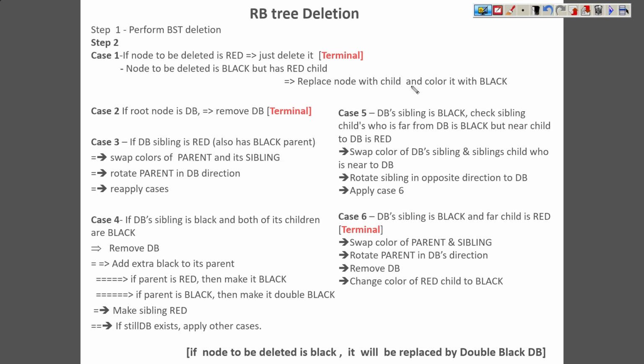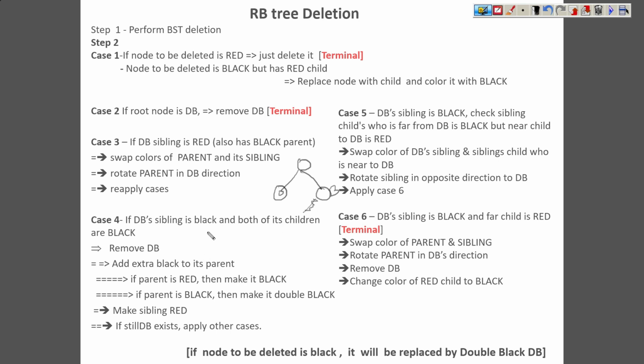Okay, so now look at case number 4. Case number 4 says that the DB sibling is black and both of its children are black. So this is a scenario where this is a double black, and this is the node which is black in color. Maybe this is a leaf node, or it may have some more nodes which are black in color, or even if this is a leaf node, it still matches case number 4.